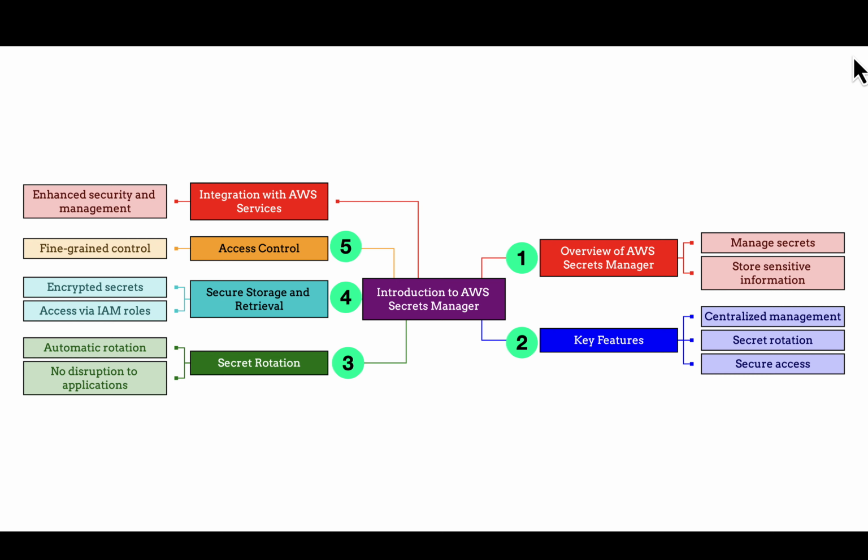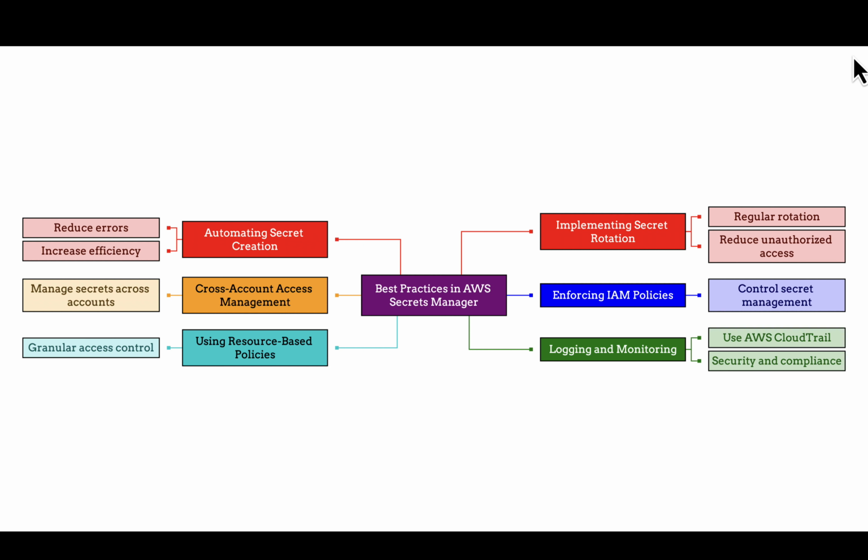5. Access control: fine-grained access control for managing who can access specific secrets. 6. Integration with AWS services: seamlessly integrates with other AWS services for enhanced security and management. Best practices in AWS Secrets Manager.